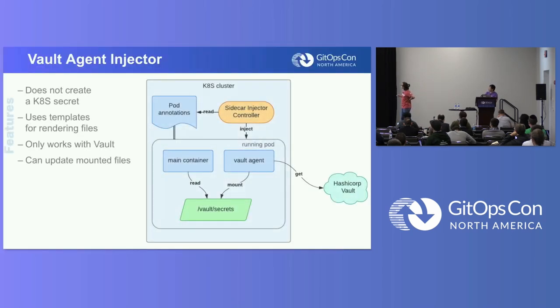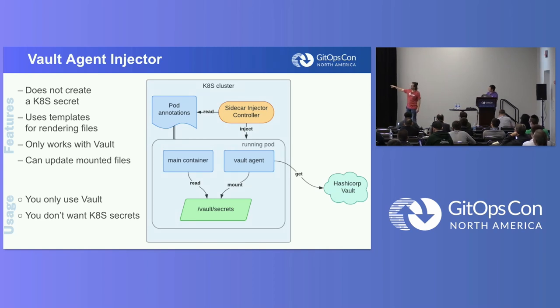So next is Vault Agent Injector. It doesn't use any of that fancy Kubernetes stuff. It's just good old Vault Agent process injected in each of your pods. If you're familiar with Vault Agent, you know that it connects to the Vault server and updates your files in the local file system.